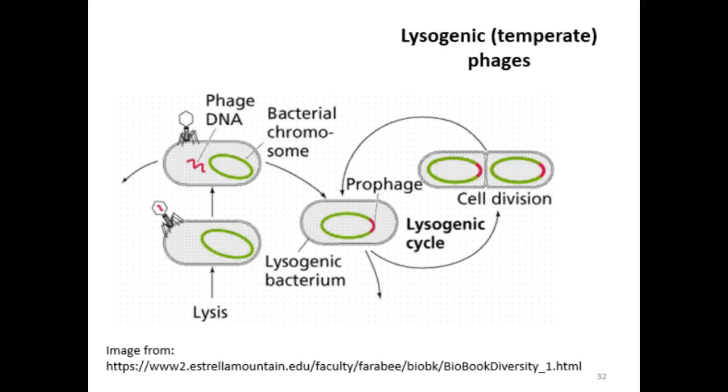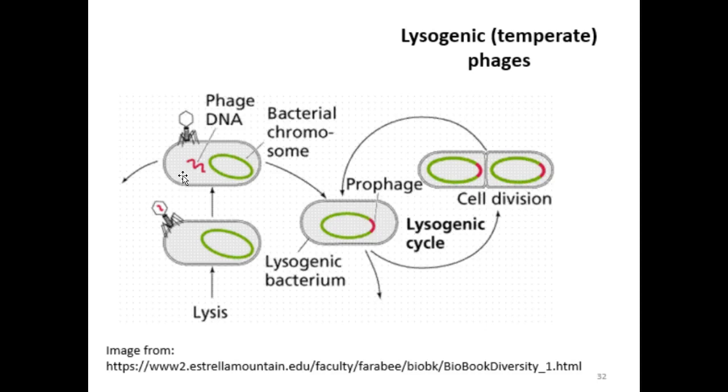Let's now talk about lysogenic, also known as temperate phages, a really interesting category of life form. This image here is showing the life cycle, or lifestyle, or replication style of a lysogenic phage. So here is the host bacterial cell, and here is a phage, and it is attached, and it has injected its phage DNA.